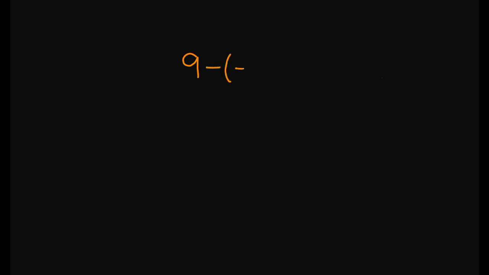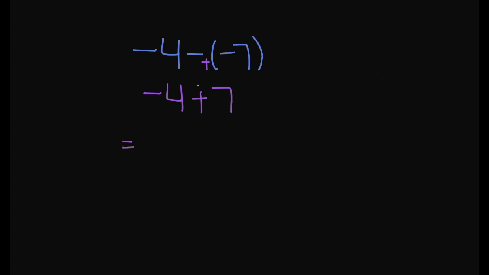9 minus negative 7, this expression here, because I have two negatives, these are going to become positive. So it's going to be 9 plus 7. And your final answer here is going to be 16. Negative 4 minus negative 7. This example here, these two negatives are going to become a positive. So you have negative 4 plus 7, and you're going to subtract 7 minus 4. This is going to be 3, but it's also going to be a positive 3 because I'm taking the sign of my larger number, which is 7. So your final answer here is going to be a positive 3.